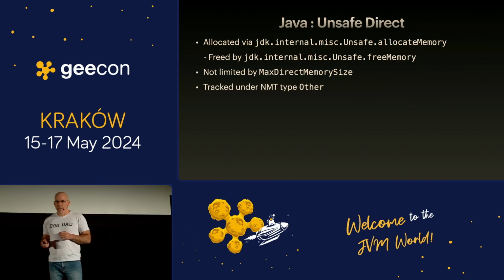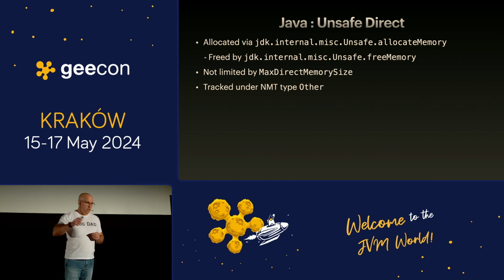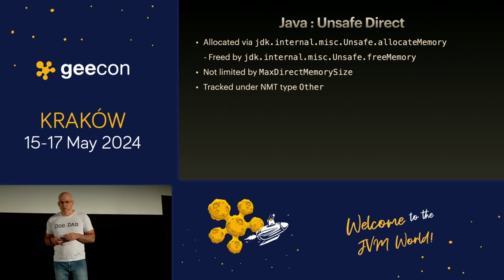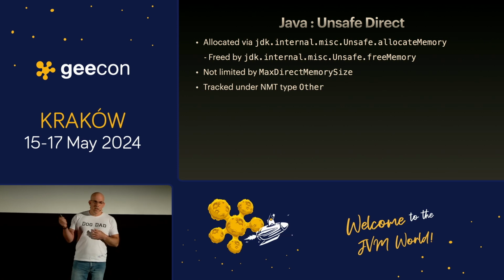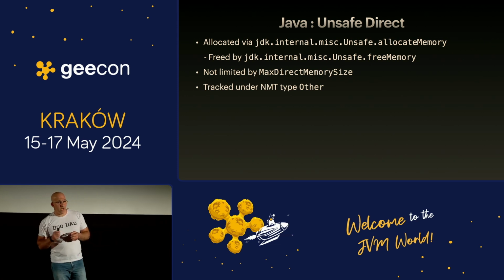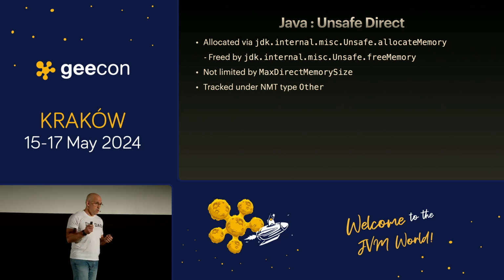I don't know. Alternatively, if you know what you're doing, you can use unsafe, which is what the JVM uses to allocate memory. You allocate, you free, and if you don't, you leak, but you know what you're doing. So that's fine, you're not even limited by the max direct memory size. There are no limitations, but you still get accounting from NMT, which is nice.